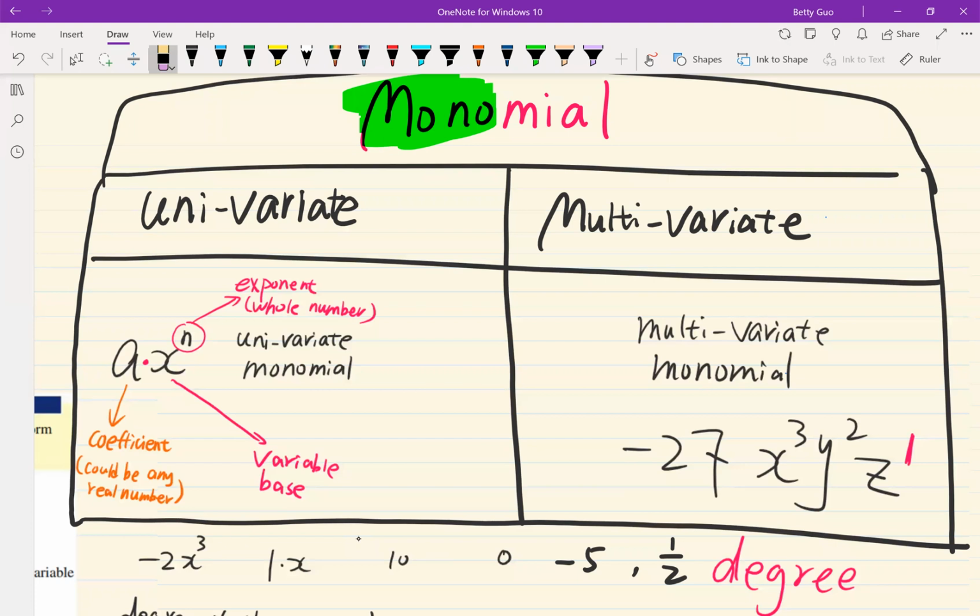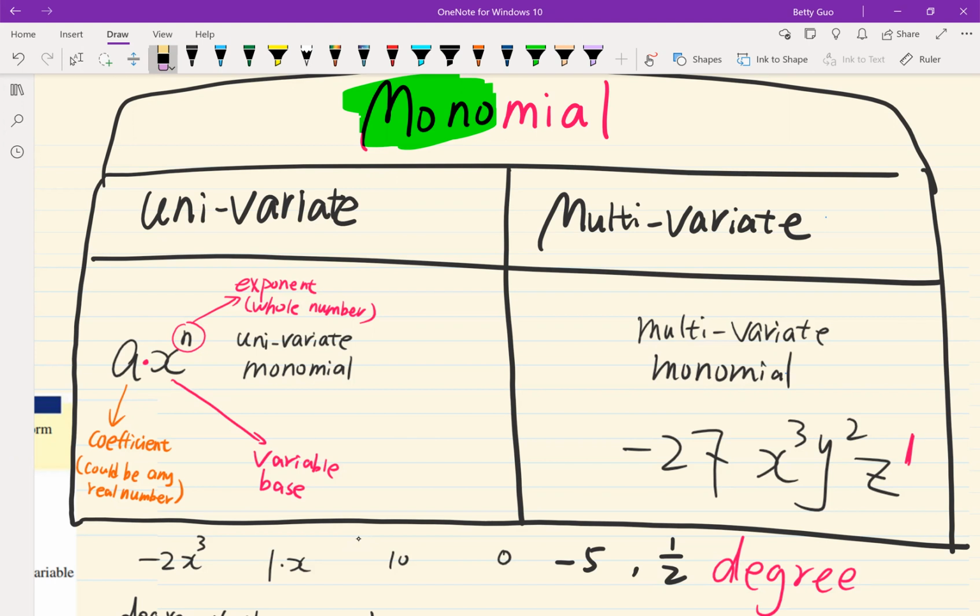Let's look at this expression, 1 times x. Actually, I shouldn't have written 1 there. So what if you only see x? Is x a monomial? Yes, right? What's the coefficient? 1. What's the degree? The degree of the monomial is the exponent. The degree is 1 as well, right? Okay, perfect. So yes, this is a monomial.